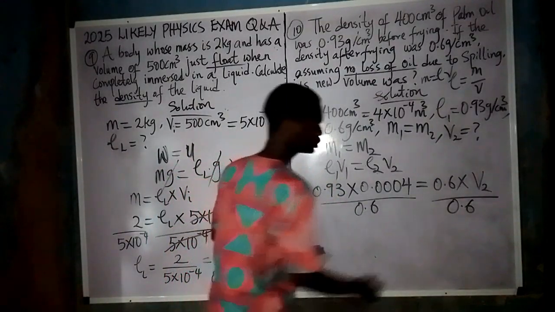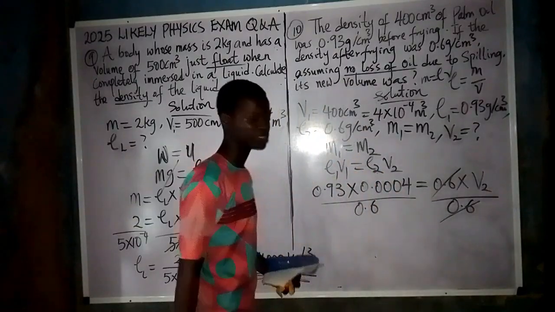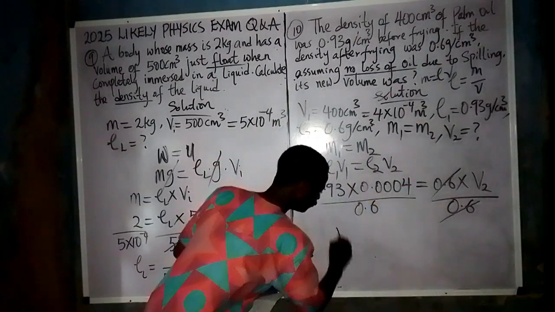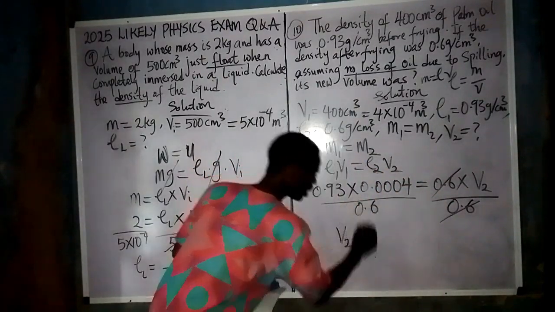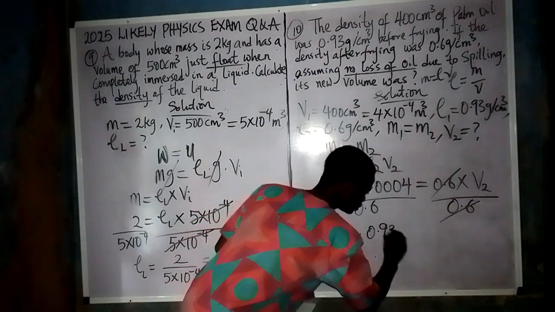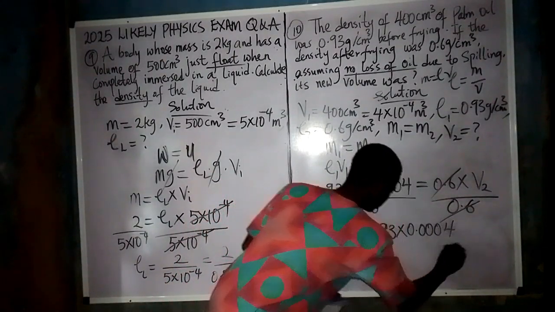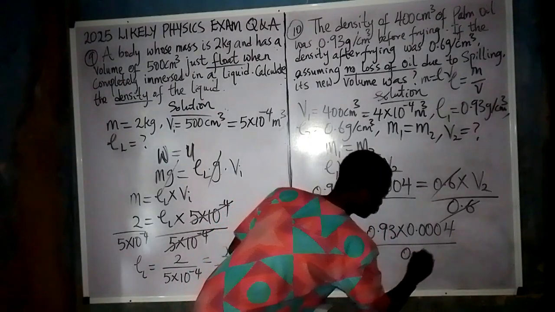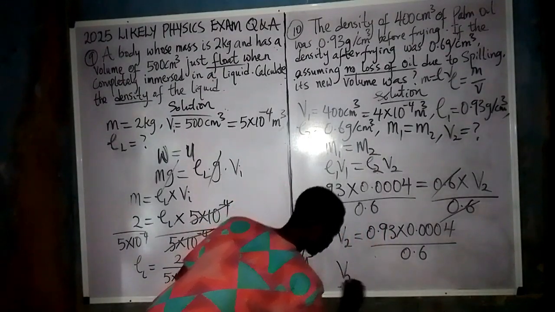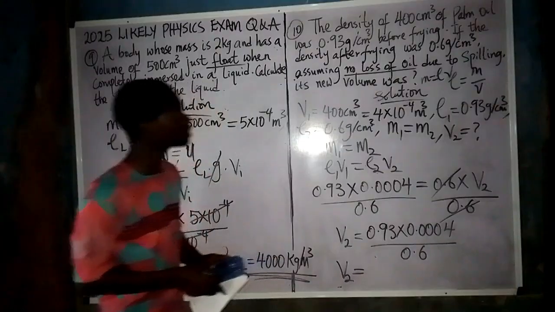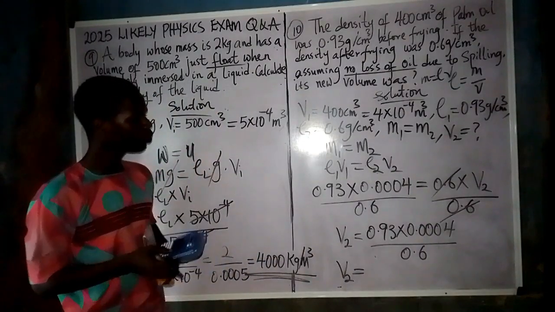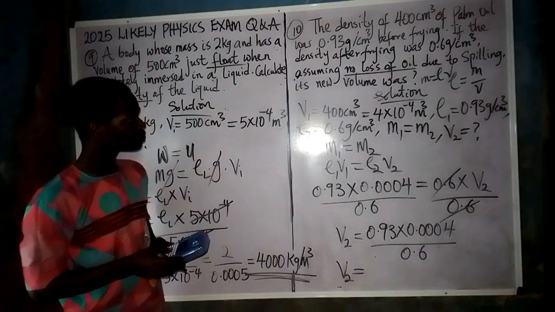Now let's continue. We are dividing both sides by what? 0.6. So 0.6 here, we cancel 0.6 here. What is left on this side? V2 is equal to, what do you have? 0.93 times 0.0004, everything over 0.6. So we'll be getting a single answer for this now. Let's see what our V2 is.